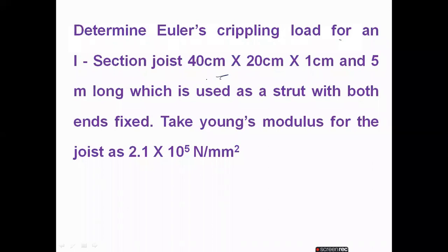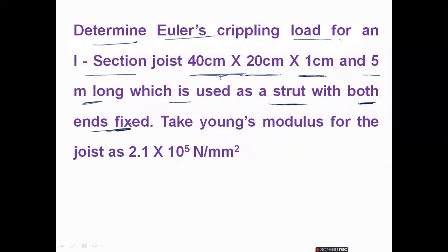So today's problem is to determine Euler's crippling load for an I section. The dimensions are 40 centimeters by 20 centimeters by 1 centimeter, and the length is 5 meters, which is used as a strut. The condition is that both ends are fixed.